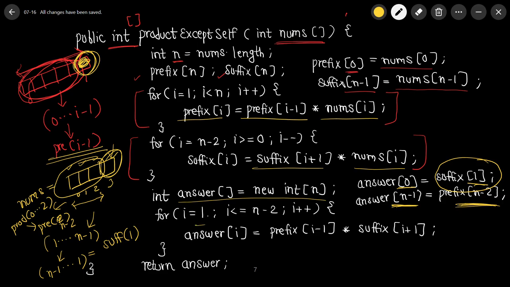And for the remaining cases, for 0 and n minus 1, we already did. So remaining are 1 till n minus 2. For the remaining, we apply a formula, that is answer of I is prefix of I minus 1 into suffix of I plus 1.